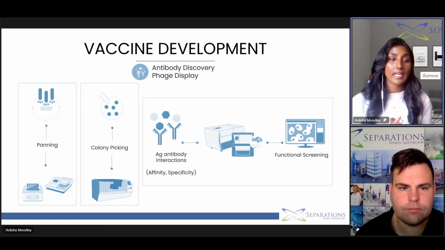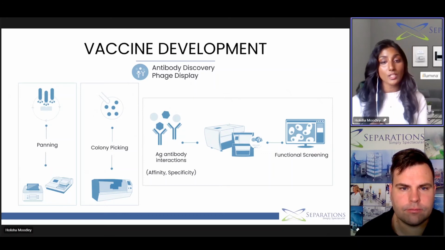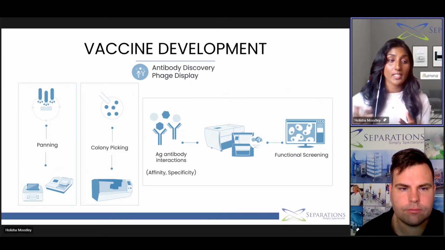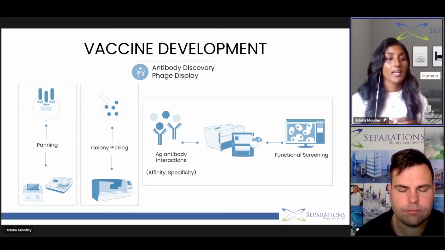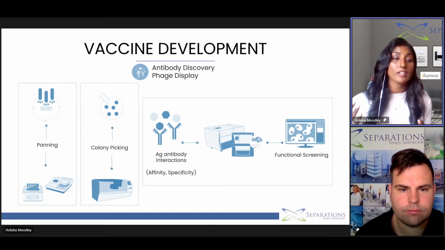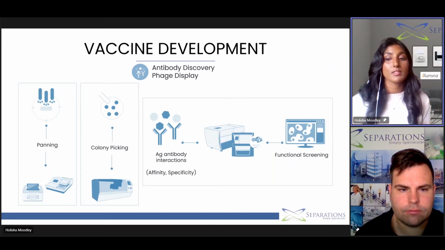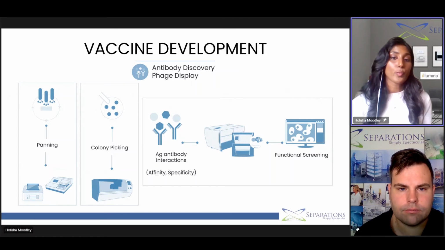Once we have a bacteriophage selected in the panning stage, we can then move on to colony picking. This is where we pick and isolate specific colonies that show unique protein binders. This process can be fully automated, and a higher success rate can be achieved through colony picking using automated systems. Some of those systems that we can offer are things like the CellCube picks from Molecular Devices, and this is microbial colony picking.